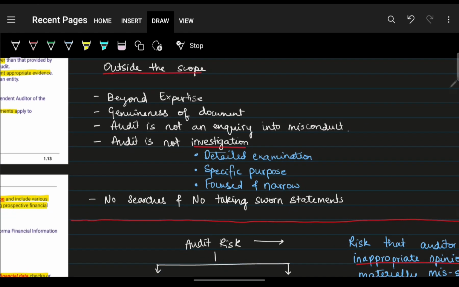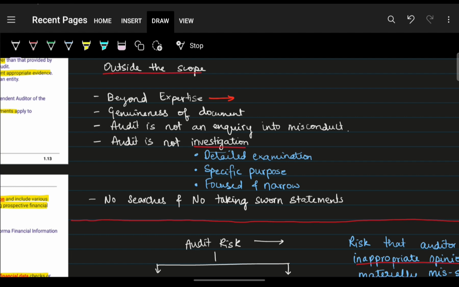So what is outside the scope? Anything beyond the experience or expertise that is required of the professional. We are not experts in checking the genuineness of a particular document, whether that particular document is genuine or not, right?